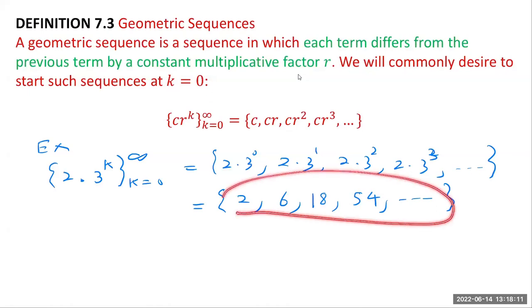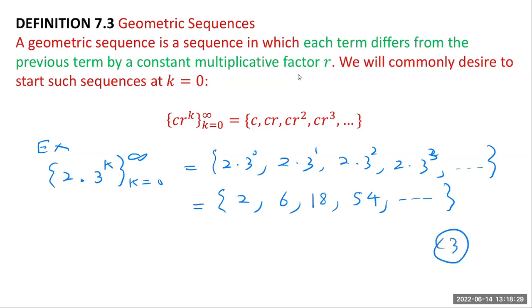Notice that if you have a geometric sequence, each term differs from the previous term by a constant multiplicative factor. What does that mean? Notice that every term is 3 times the previous term. 3 is the constant multiplicative factor in this case. If you multiply the previous term by 3, you get this term, and if you multiply this term by 3, you get the next term. That's what we mean by each term differs from the previous term by a constant multiplicative factor. In this case, that constant multiplicative factor is 3.